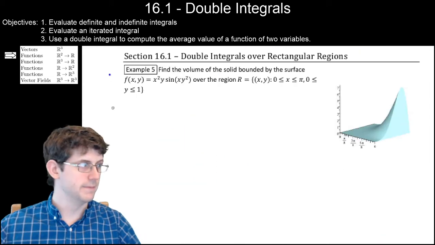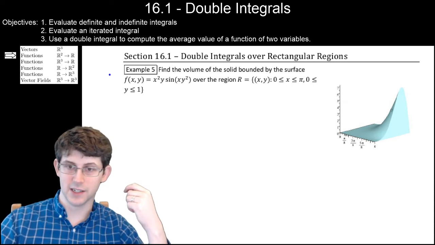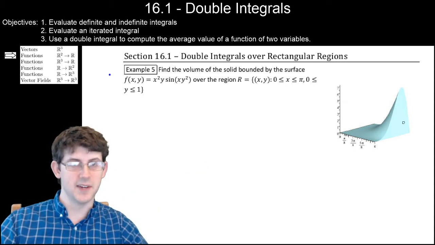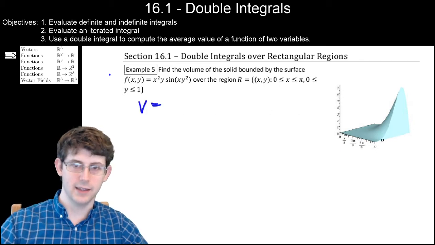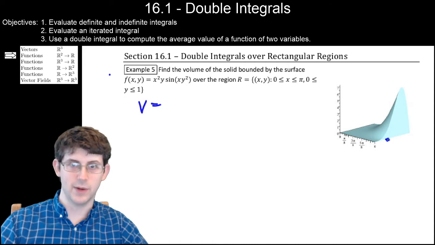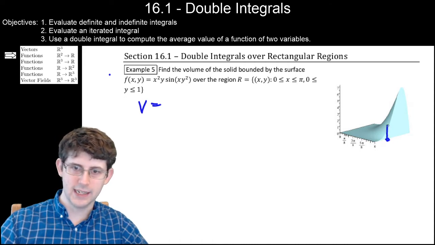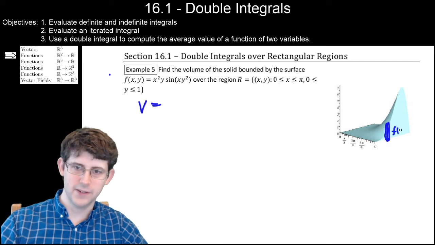So let's do one. So here's example 5. We've got some crazy looking surface. Underneath it is some volume. You should imagine that the volume is made by taking little tiny boxes in the xy plane. You go up as high as the surface goes, and that gives you little tiny rectangular prisms who have a height of the function value and have a base of a little bit of area.